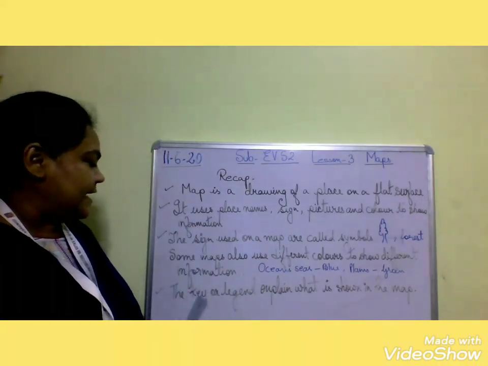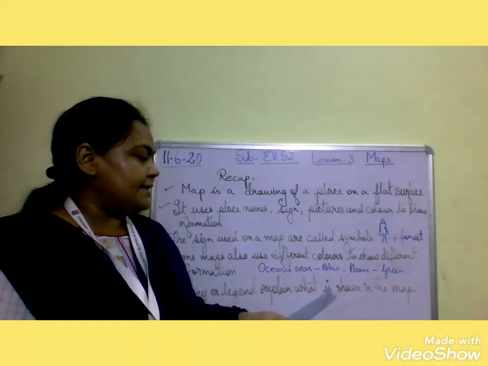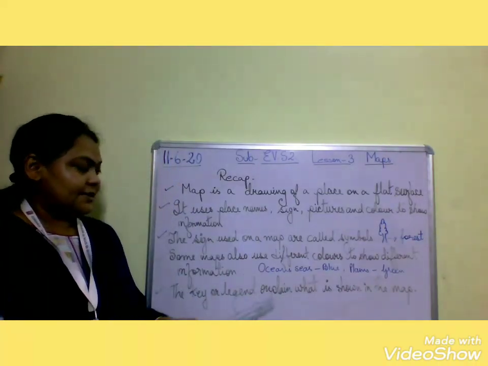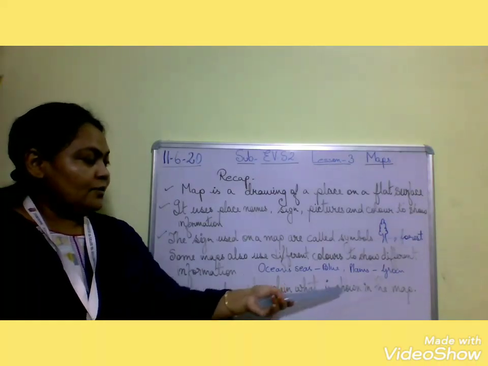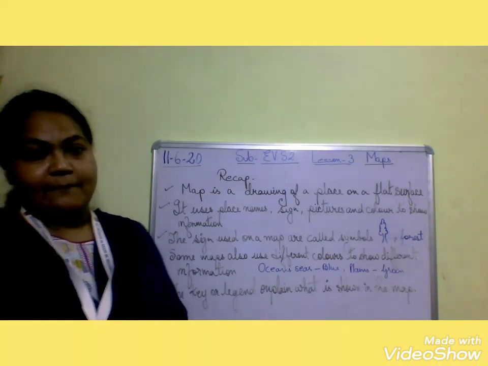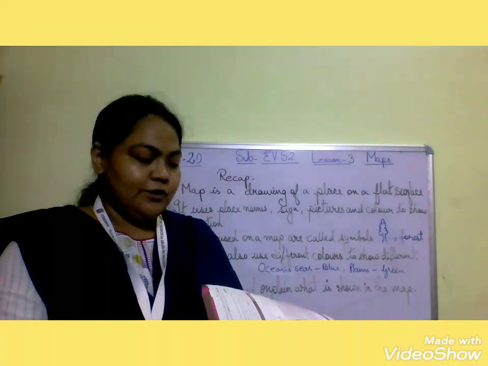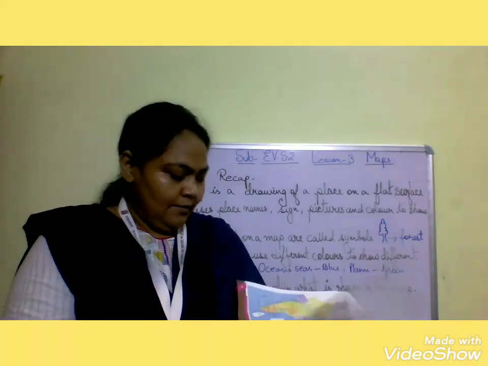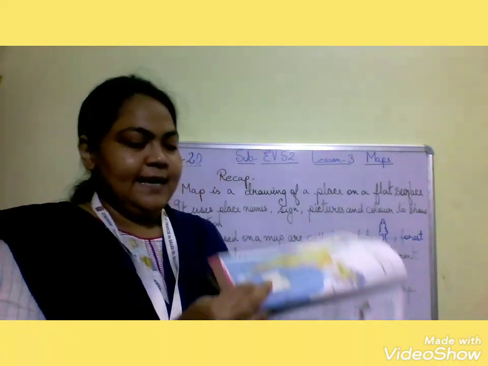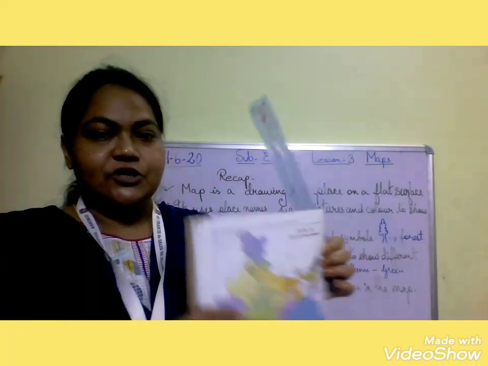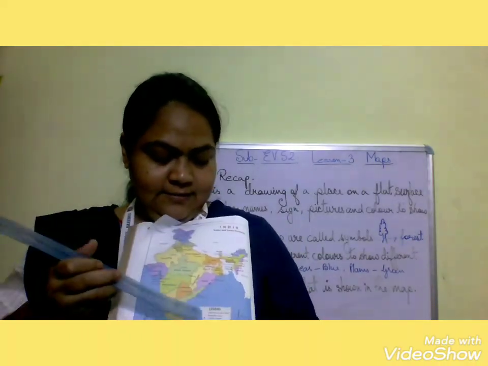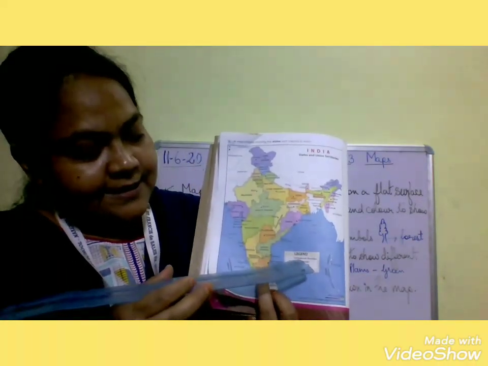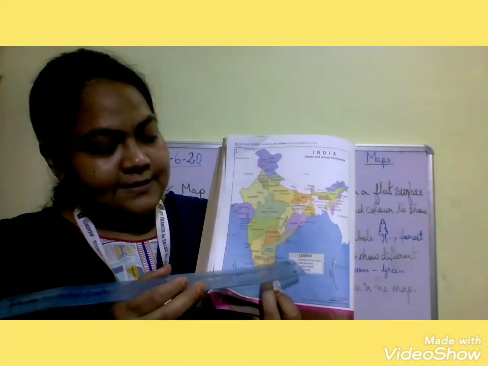Then comes the key or legend, which explains what is shown in the map. Now what is the key or a legend? It explains what is shown on the map. For that children you can refer to your textbook, page number 20. You will see the key or the legends. There are the legends, and for international boundaries they use that symbol.